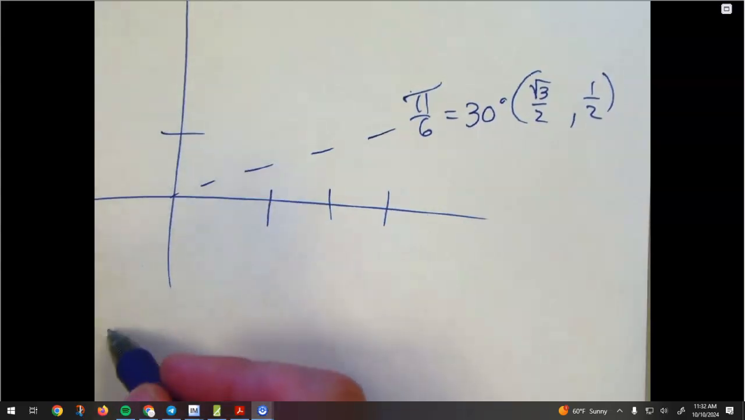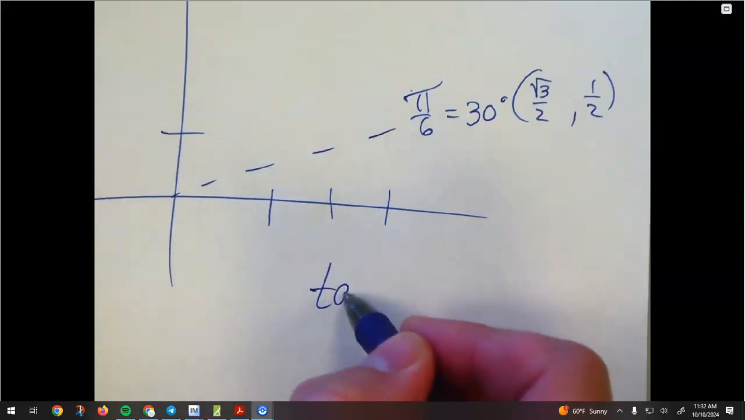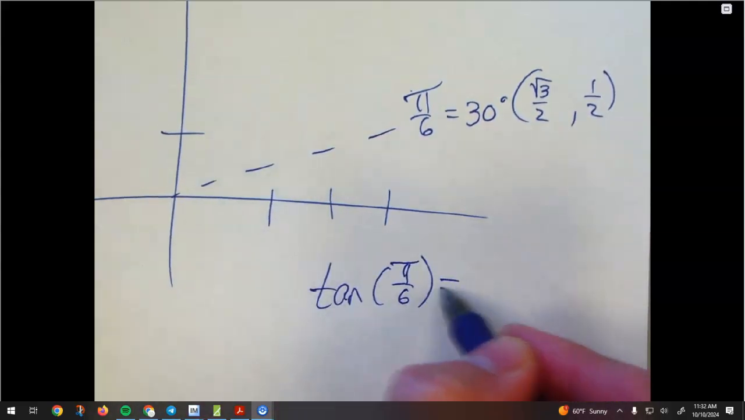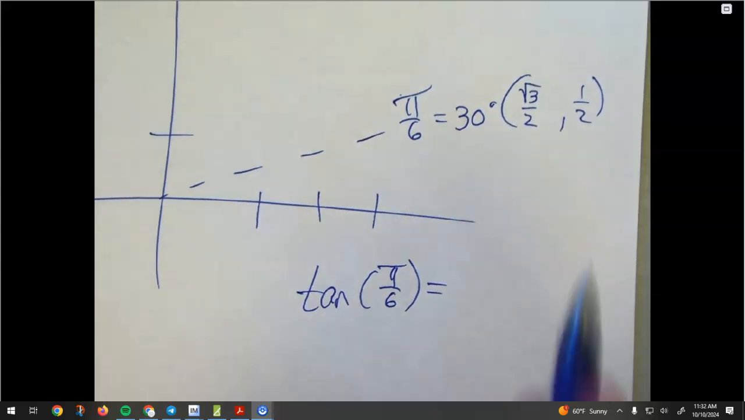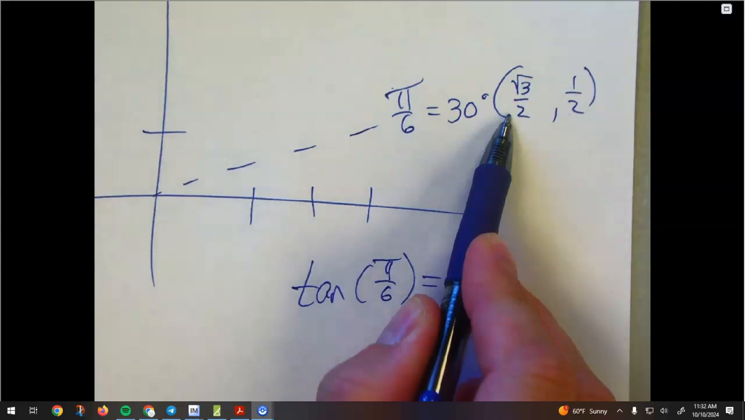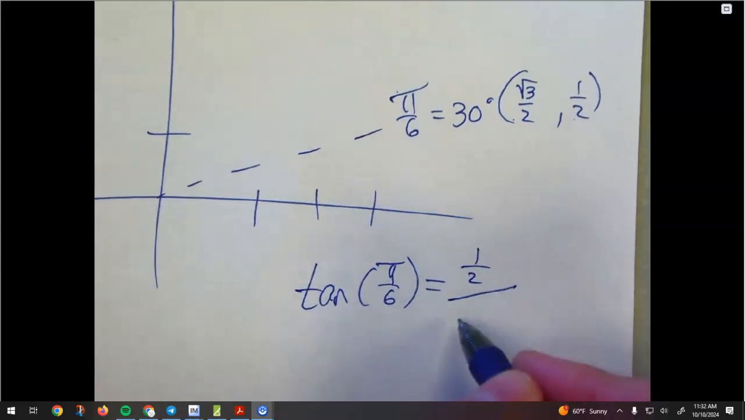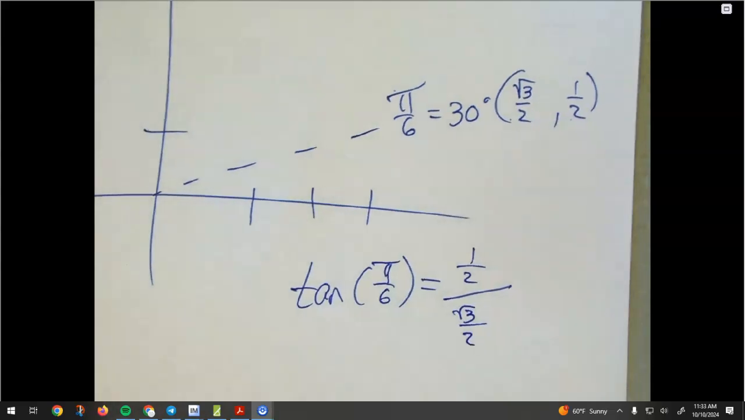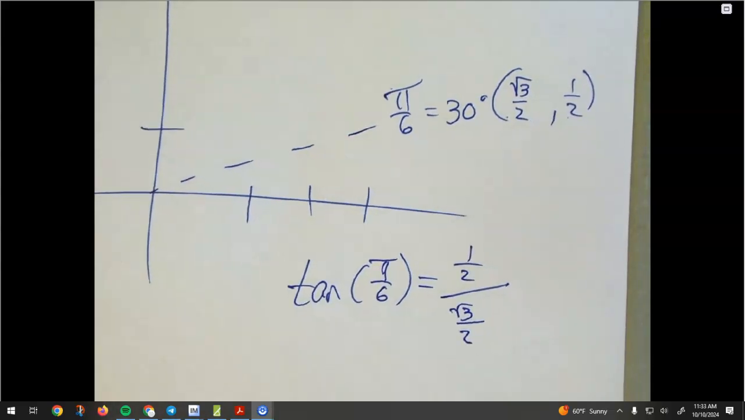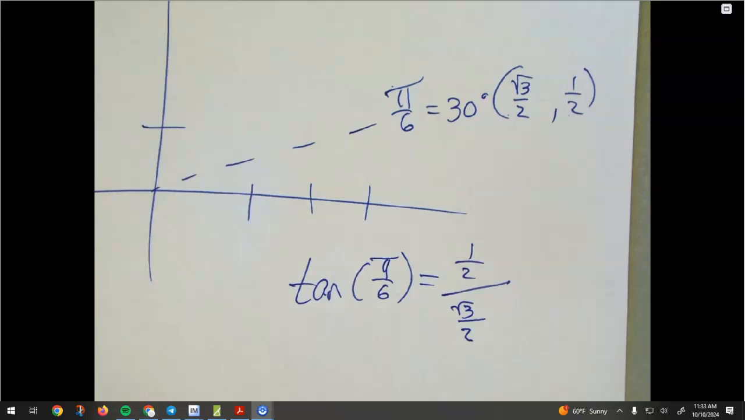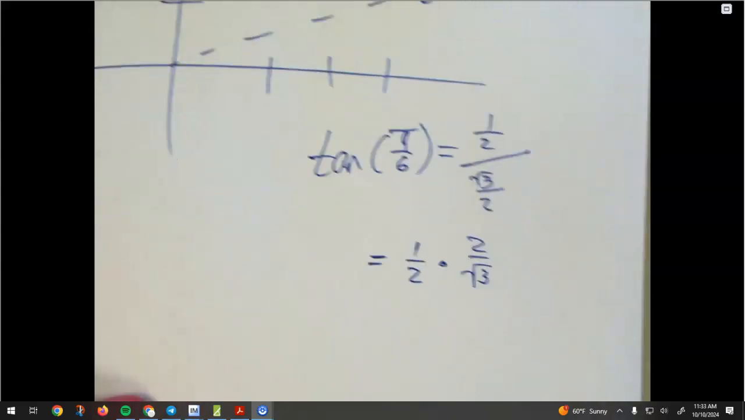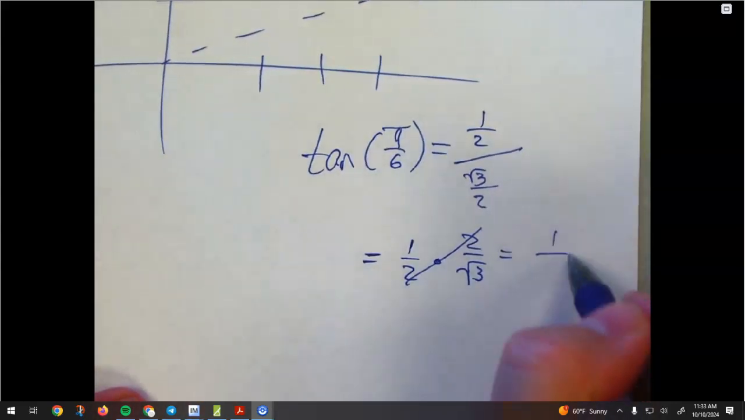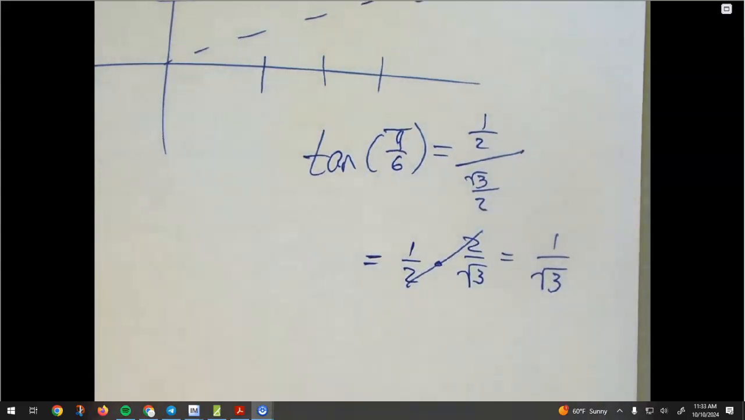So I'm trying to find tan of pi over 6, first of all. So tan is y over x, right? So it's 1/2 over the square root of 3 over 2. But we don't divide fractions. We flip over the bottom one and we multiply. So it's 1/2 times 2 over root 3. And those cancel, so you get 1 over root 3.